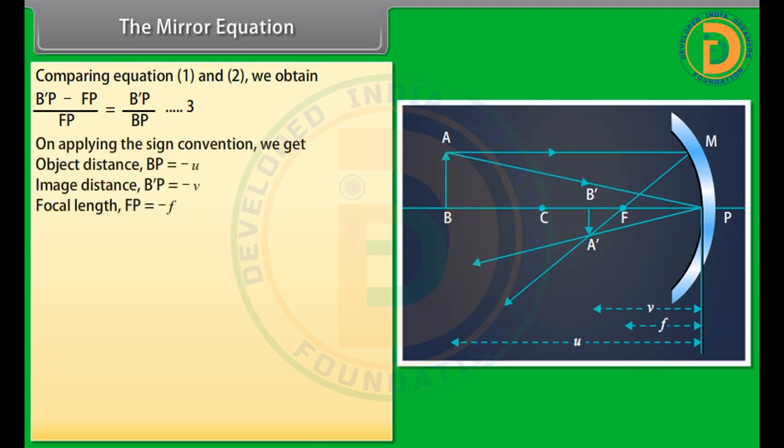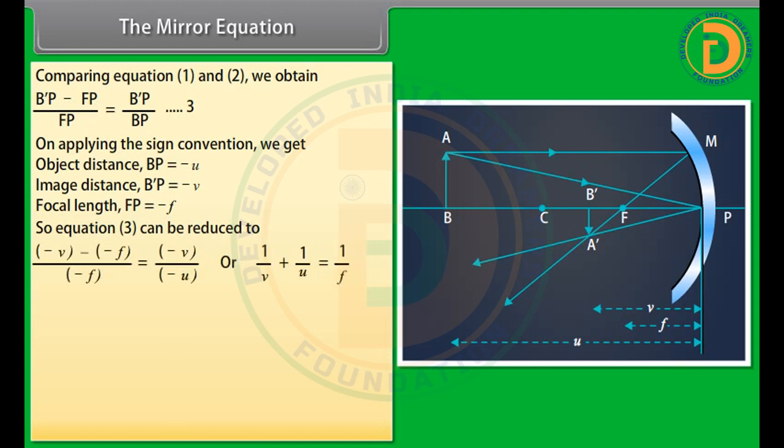On applying the sign convention, we get object distance BP is equal to minus u, image distance B'P is equal to minus v, focal length FP is equal to minus f. So, equation 3 can be reduced to minus v minus of minus f by minus f is equal to minus v by minus u, or 1 by v plus 1 by u is equal to 1 by f. This relation is known as the mirror equation.